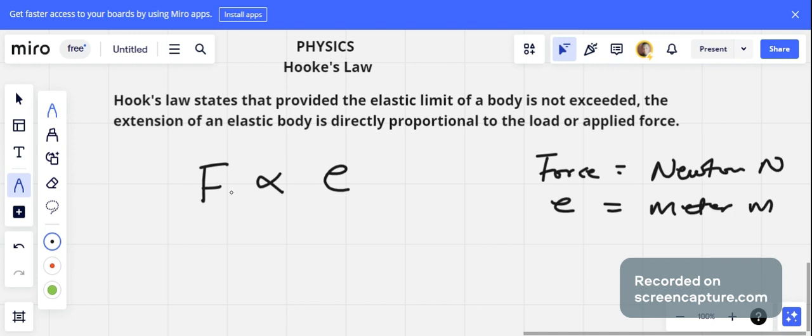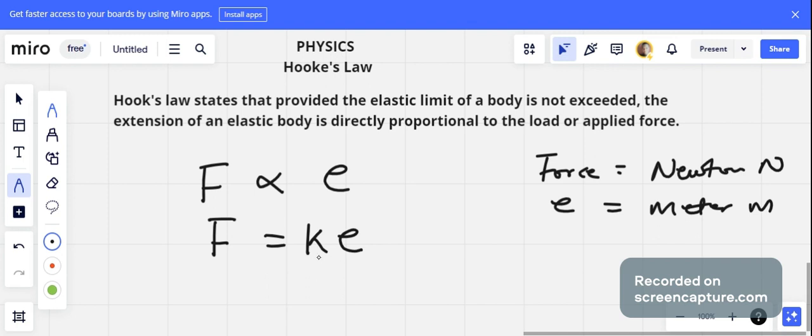So according to variation, you now bring in your constant of proportionality, so that force will now be equal to the constant times the extension. So this is Hooke's law. Force is directly proportional to extension, or you can say extension is directly proportional to the force. Then you bring in your constant. It's as simple as that.